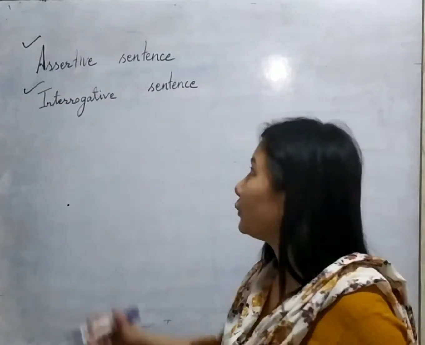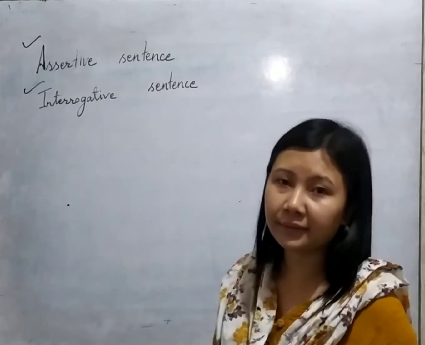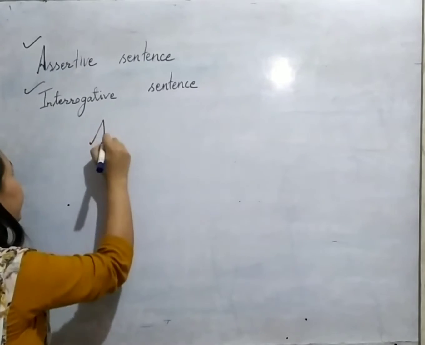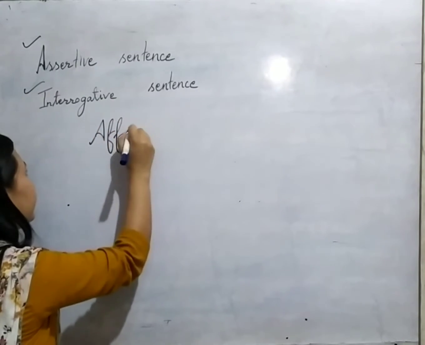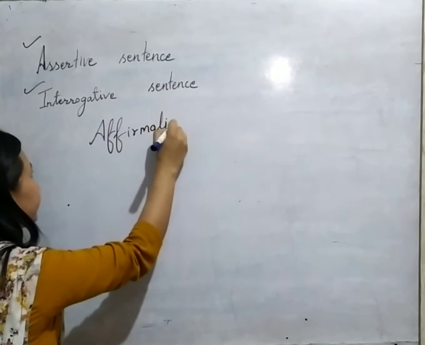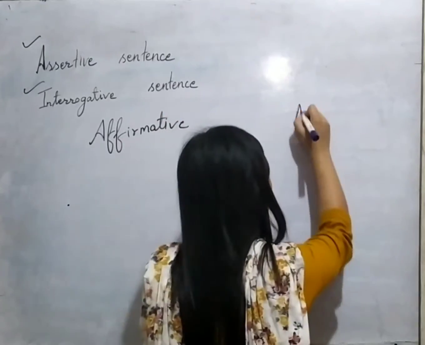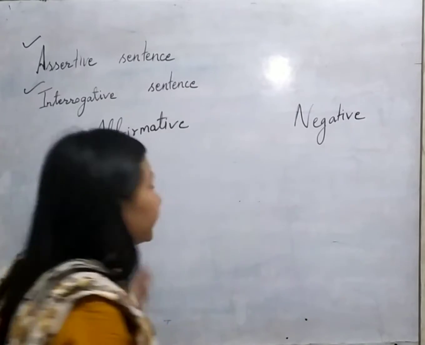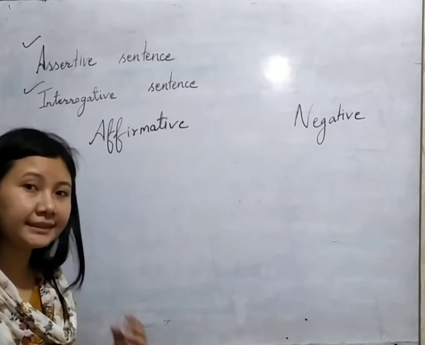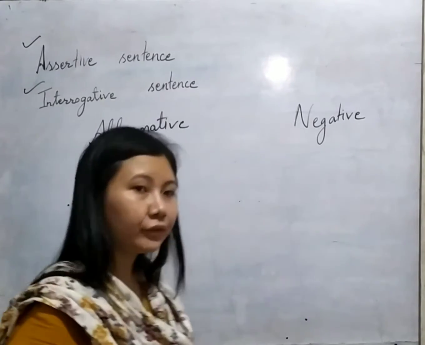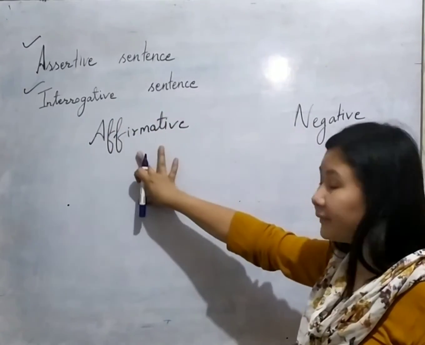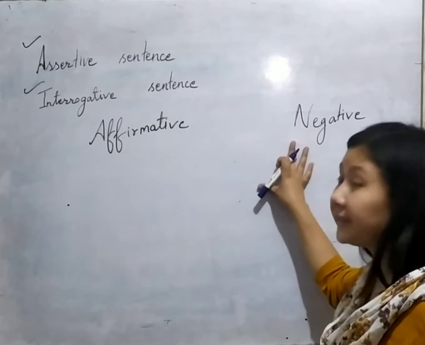So today let's start with the assertive sentence. An assertive sentence can be of 2 types, namely affirmative and negative. I have already told you that an assertive sentence makes a statement, it says something, it presents your opinions, your thoughts. So this assertive sentence can be an affirmative sentence, and it can also be a negative sentence.